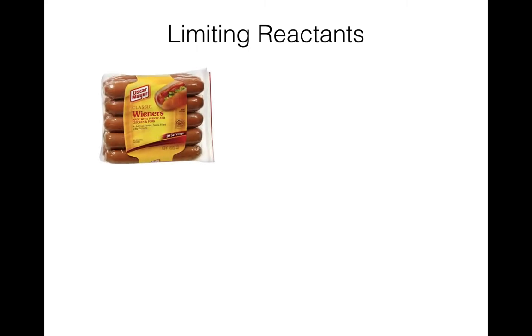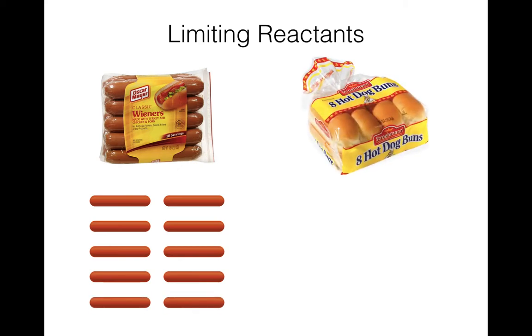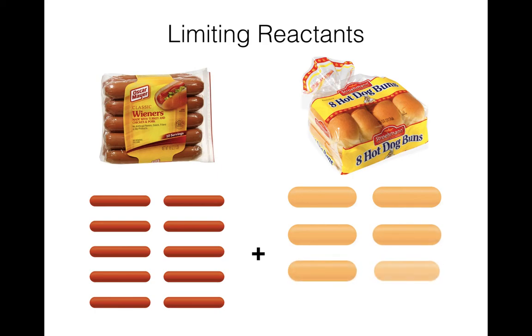So when you go to the store, you go to buy some dogs, right? And they come in a pack of 10. So here's your 10 dogs. Very nice, right? And you want to make some hot dogs. So you go to buy some buns. And wouldn't you know it, the buns come in a pack of 8. Very frustrating, right? So here's our setup. This is actually a chemical equation that we're going to have, right? Dog plus bun gives us hot dog. So we want to figure out how many complete hot dogs we can make.